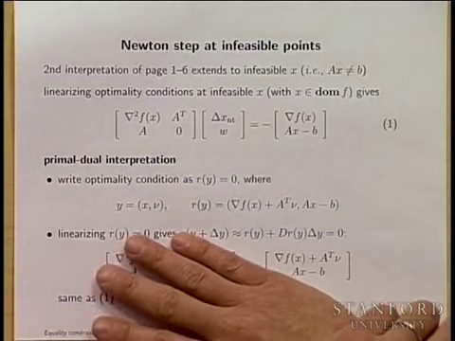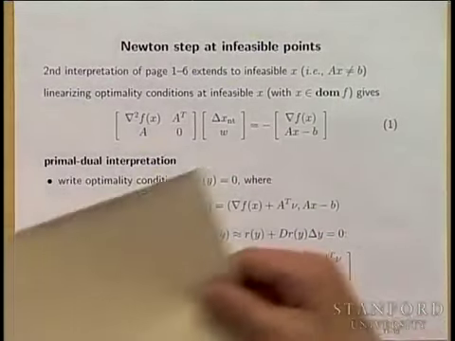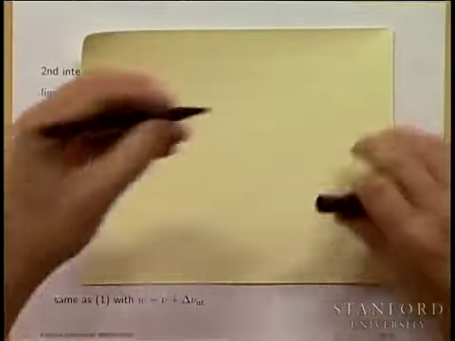Now, I want to mention something about Newton's method for infeasible points. It's a very interesting method, and it works like this. It's going to lead to a so-called infeasible start method. You actually have the idea of a Newton step even when you are not in the feasible set. That's weird. Let me draw a picture of that, and I guess we'll cover this next time.